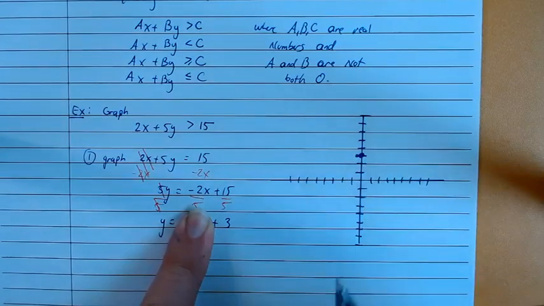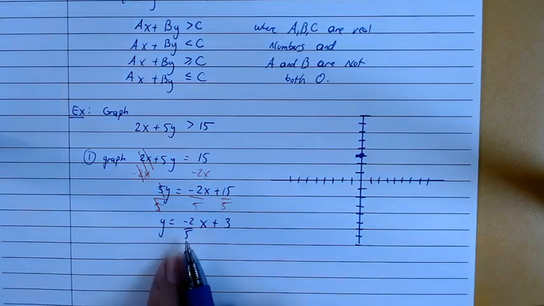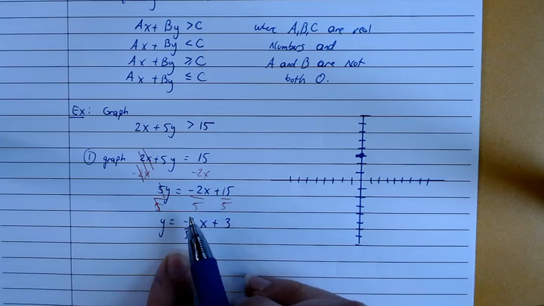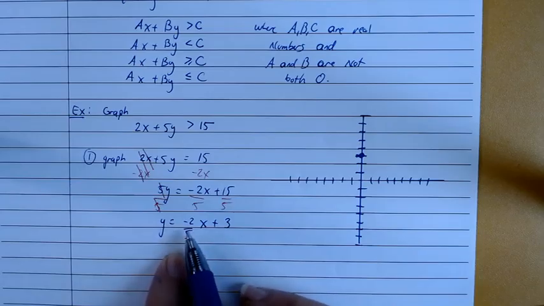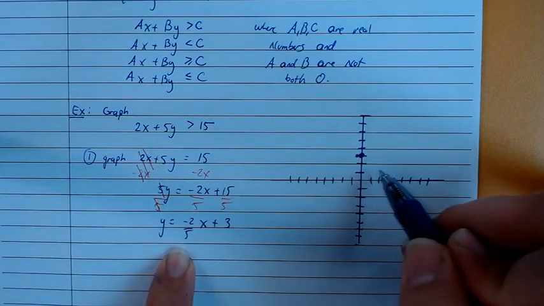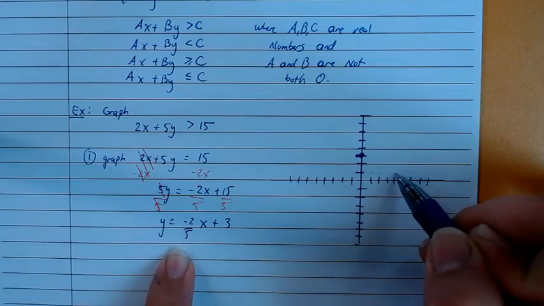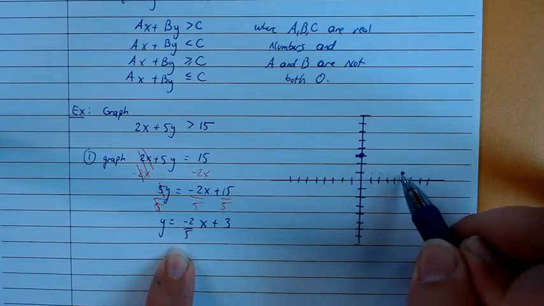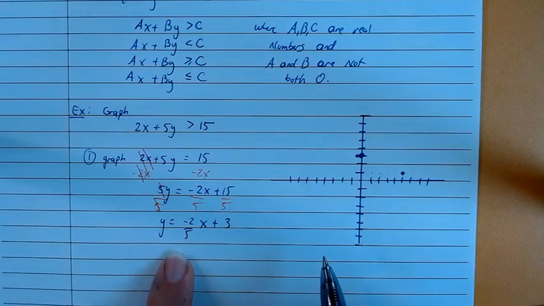Okay. Now I have a slope of negative 2 over 5. Remember how a slope works. The numerator tells you how far up or down you go. Since that's a negative, you're going to go down. And the denominator tells you how far left or right to go. Since that's a positive, you go to the right. So down by 2 and right by 5. Right there. All right. So now we're going to connect the dots.